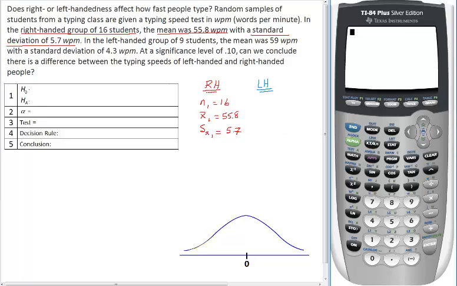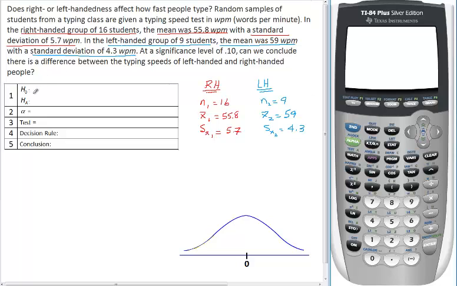In the left-handed sample group, let's see what we have. In the left-handed group, we got 9 students, so N2 equals 9. We know the mean is 59. So X bar 2 is 59 words per minute and a standard deviation of 4.3 words per minute. So S or S sub X2 is 4.3. Alright, let's go through our 5 steps now that we got our information listed down.